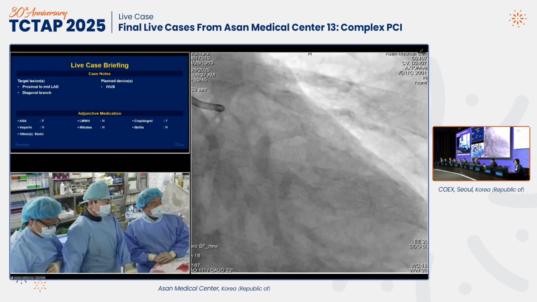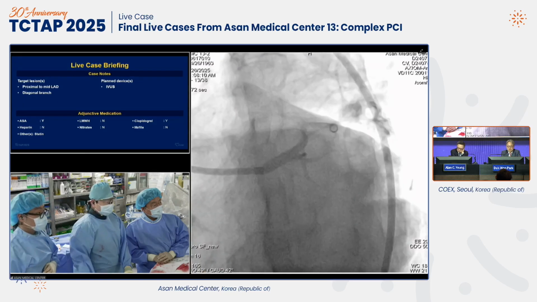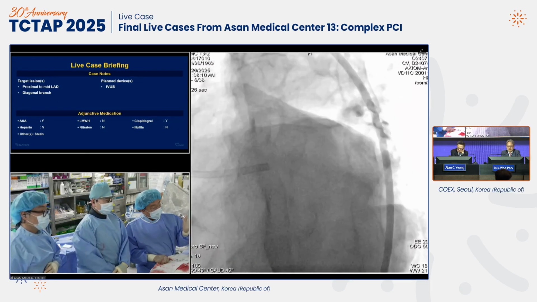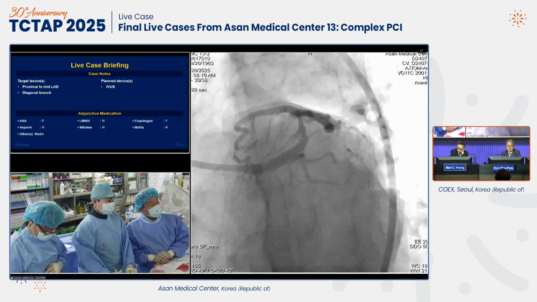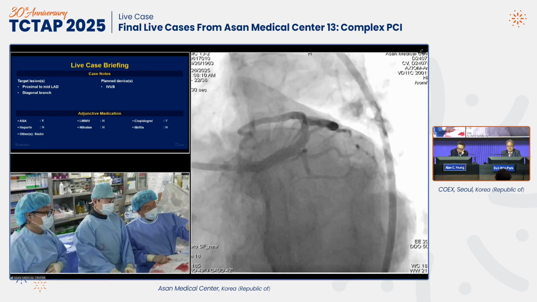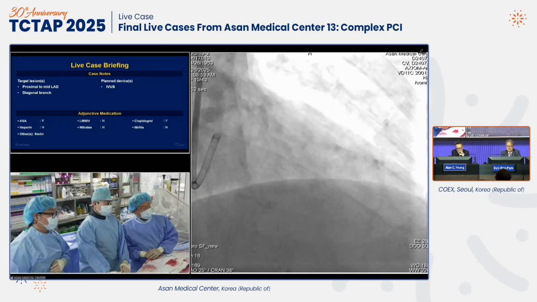Next, please. All right, this is circumflex. Another view, please. This is spider. It clearly shows no significant stenosis, but D1 and some normal looking area, it's a proximal LAD. And the next, please.